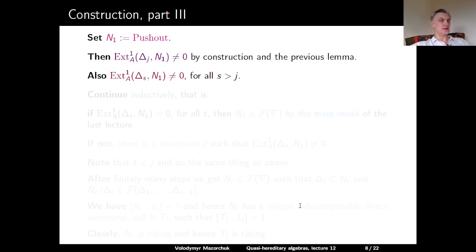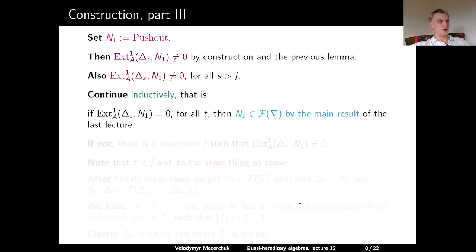And also all Ext1s from all higher deltas, from delta s where s is greater than j, to n1 also vanish, because these Exts to delta j vanish because s is greater than j, and they vanish to delta I because j was maximal for which Ext1 doesn't vanish. And now we can proceed inductively.